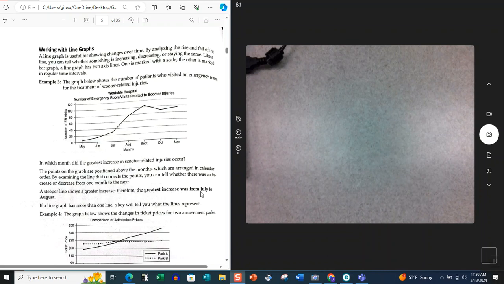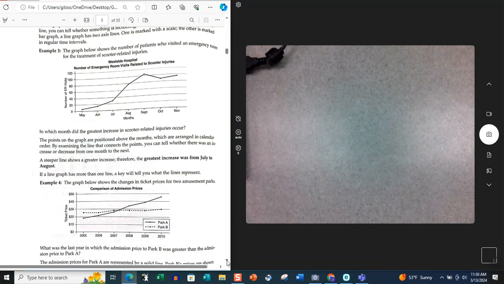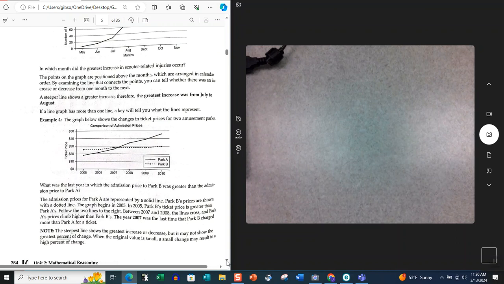Therefore, the greatest increase was from July to August. You notice here, July to August. That was the greatest increase. Okay, now, it says if a line graph has more than one line, a key would tell you what the lines represent.